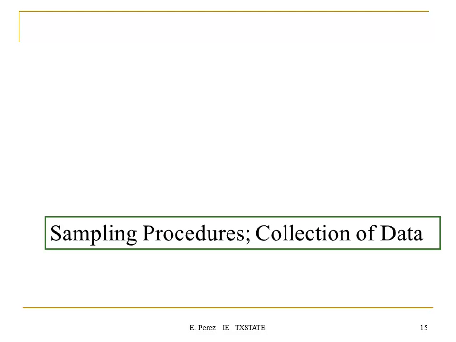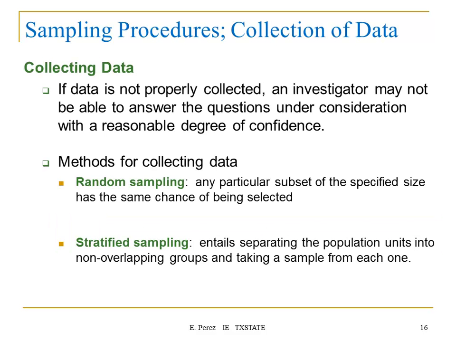So let's talk very generally about sampling procedures and collection of data. If data is not properly collected, an investigator may not be able to answer the questions under consideration with a reasonable degree of confidence. We can talk about two specific methods to collect data. One of them is called random sampling. Any particular subset of specified size, and all the units have the same chance of being selected.